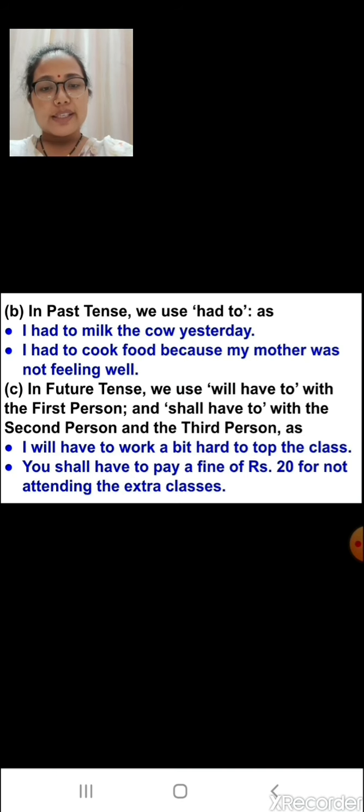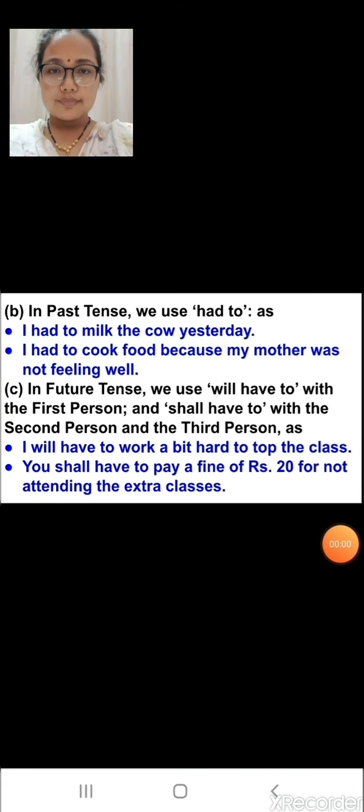In future tense, we use will have to with the first person and shall have to with the second person and the third person. For example, number 1, I will have to work a bit hard to top the class. Number 2, you shall have to pay a fine of ₹20 for not attending the extra classes.